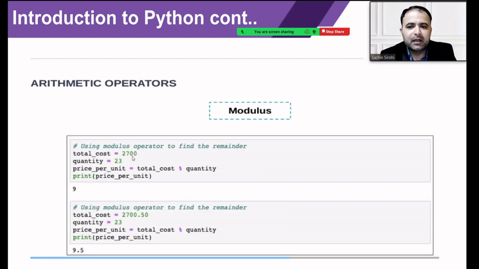Now the next arithmetic operator is the modulus. So what is the use of the modulus? Say the total cost is 2700 and the quantity is 23. You can consider that you want to divide this one, so it will give the remainder. The modulus will give the remainder, something like that.